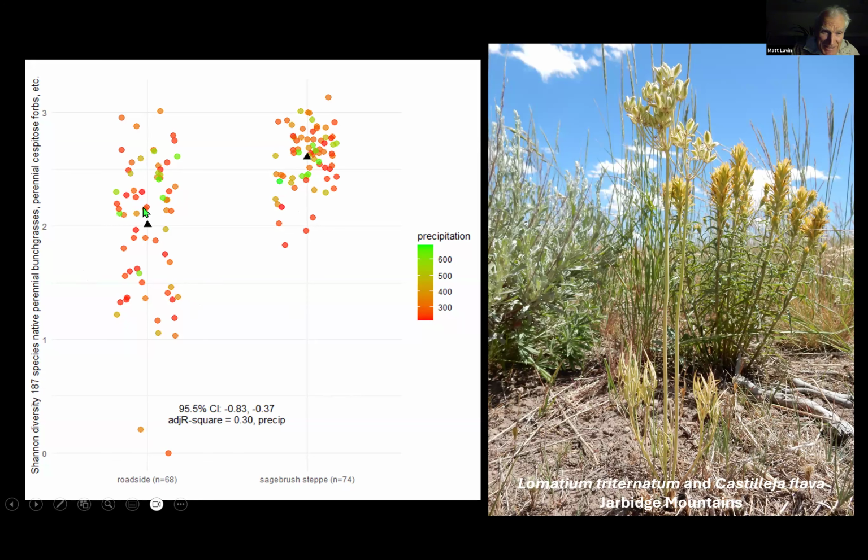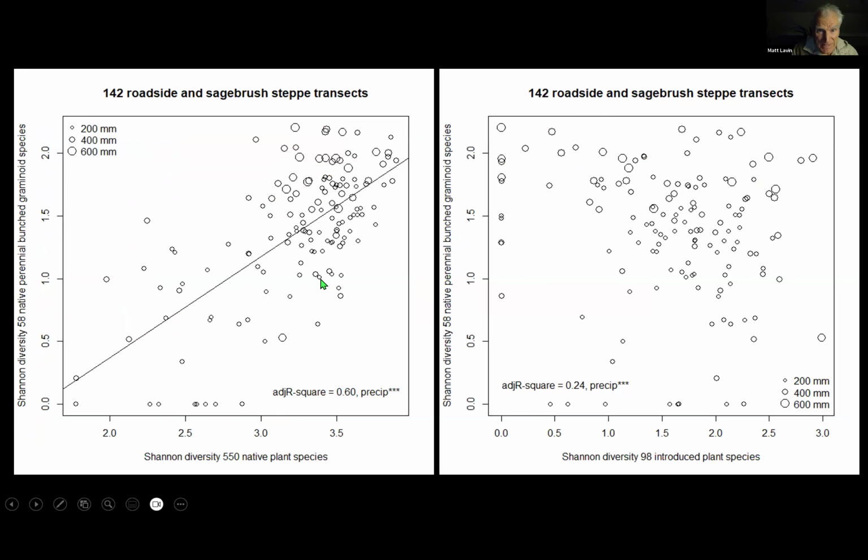But there's still a relatively high diversity in many roadside transects, which would suggest to me that this decreaser group that I've combined over here has a pretty good ability to recolonize the original footprint of the road. In other words, sagebrush steppe is resilient with respect to these decreasers. Okay, one last data slide before the summary.